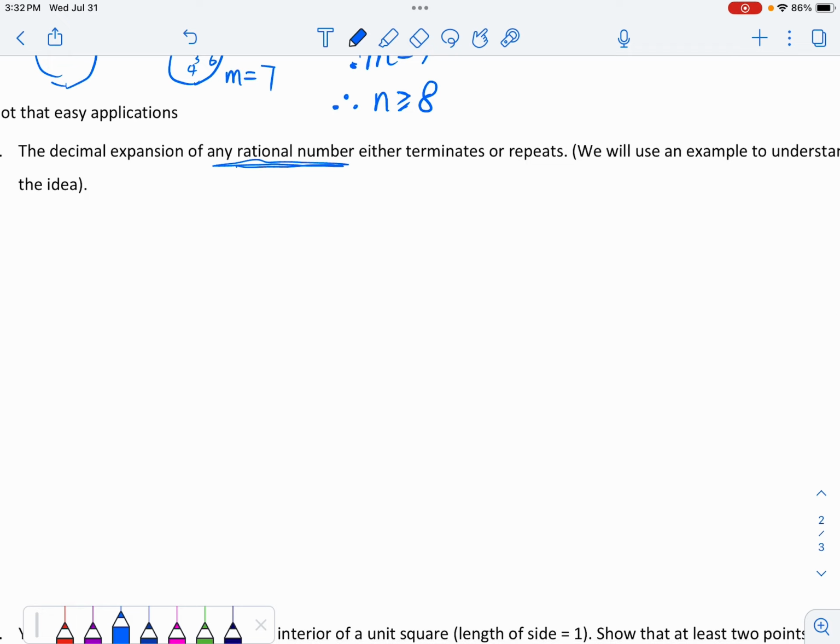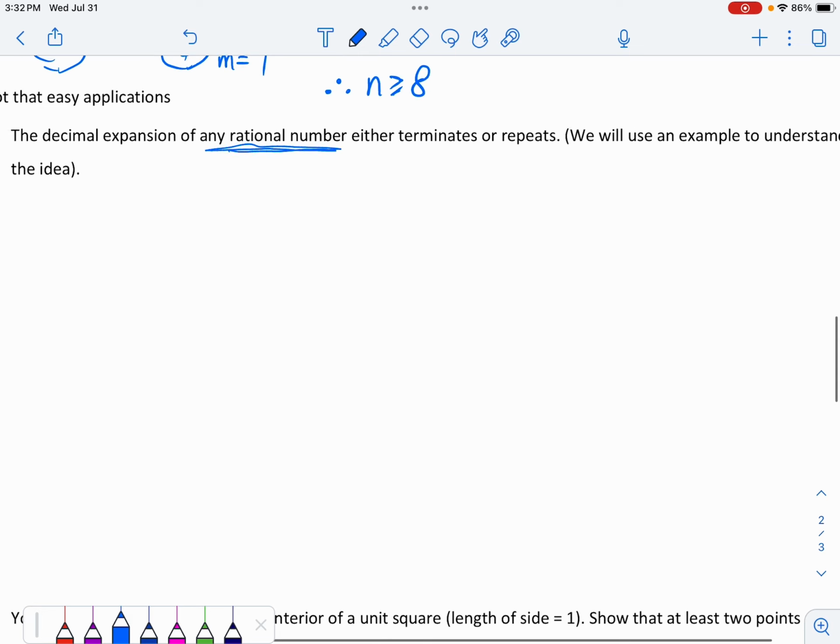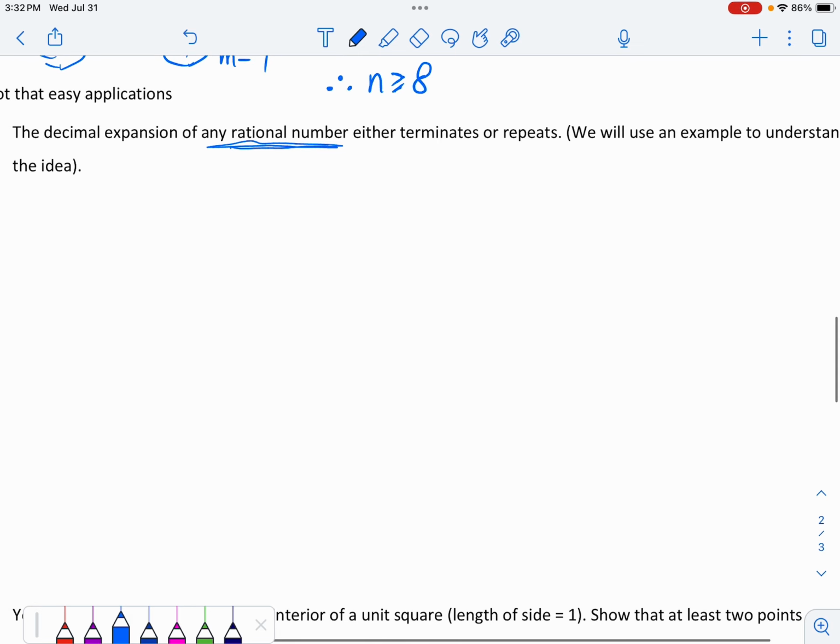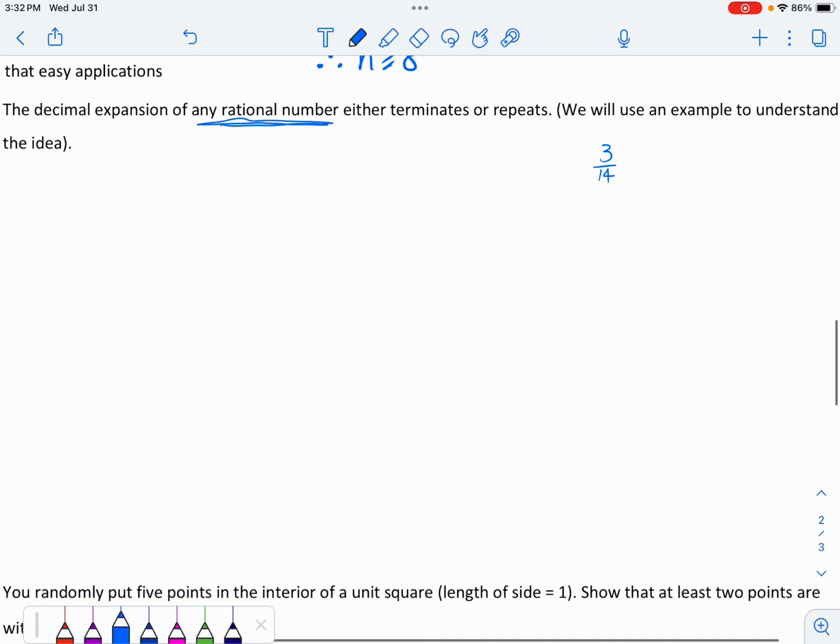Let's use one example to understand the idea. Suppose we look at 3 over 14. Let's find its decimal expansion. We are going to do a little long division, 3 over 14. 3 doesn't go into 3, so we have to introduce a decimal and then get the 0 here.